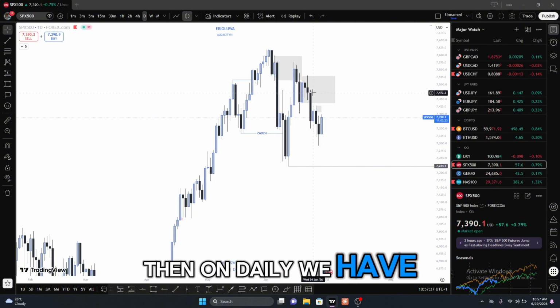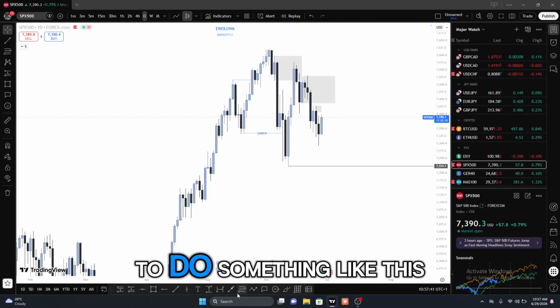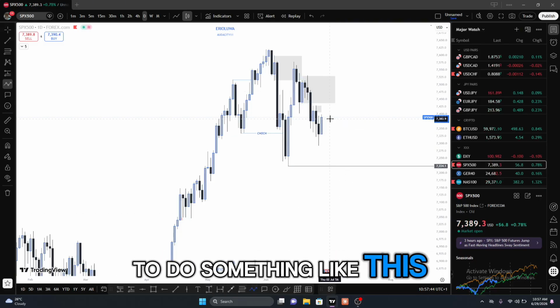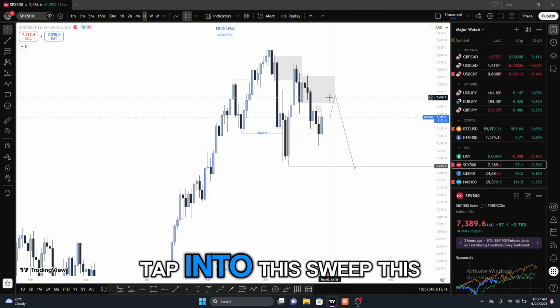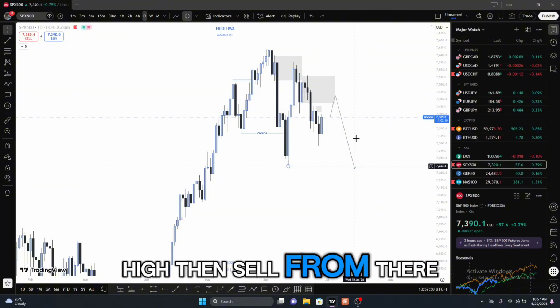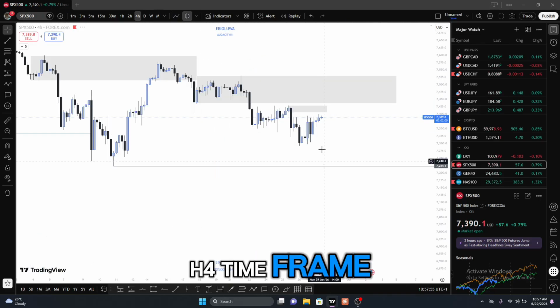Then on daily we have this particular key level here. So I can expect price to do something like this, tap into this, sweep this high, then sell from there. Possible, right? Let's go down to 4 hours time frame and see what we have.